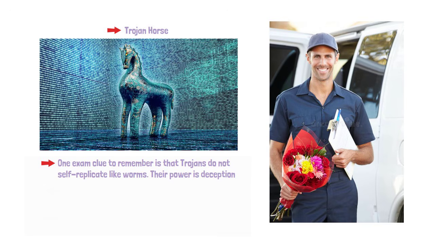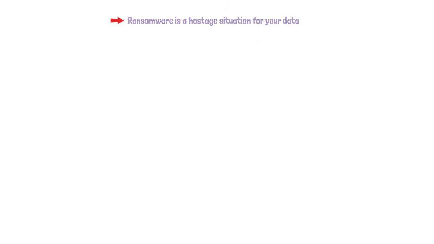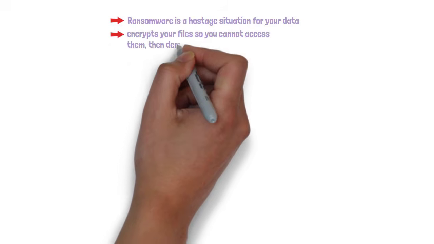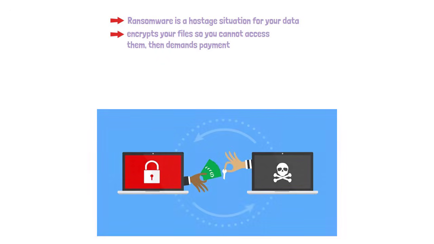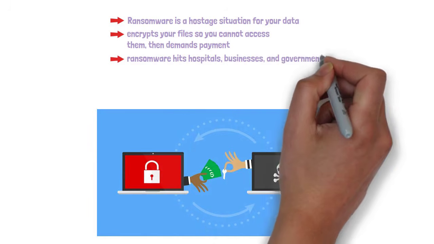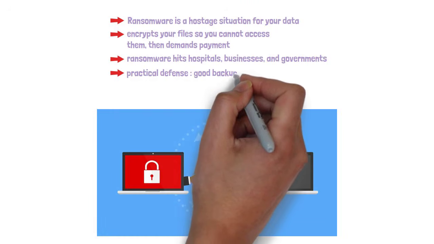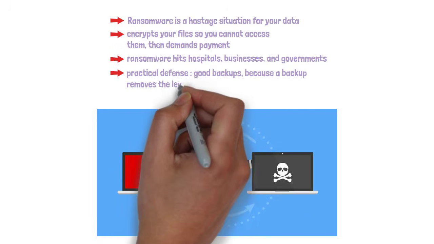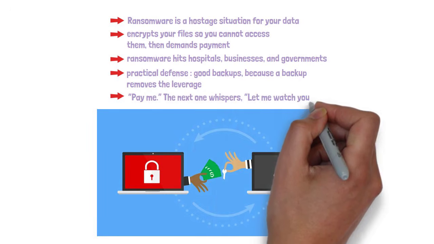Now let's cover the one that attacks loudly and demands money. Ransomware is a hostage situation for your data. It encrypts your files so you cannot access them, then demands payment, often in cryptocurrency for a decryption key. Imagine someone locking your house and offering the key for cash. The exam pattern is very consistent. Encryption plus payment demand. This is why ransomware hits hospitals, businesses, and governments. Downtime is expensive, and panic makes people pay. The best practical defense is good backups, because a backup removes the leverage. Ransomware screams, "Pay me!" The next one whispers, "Let me watch you."